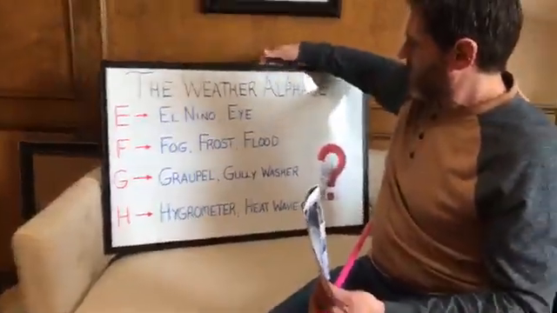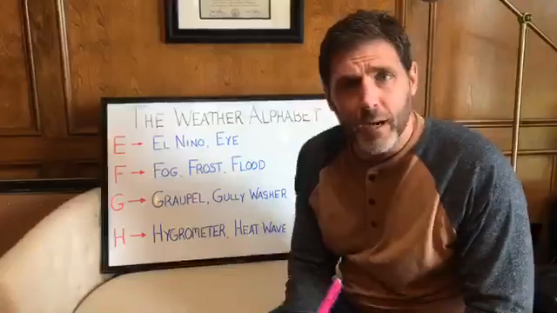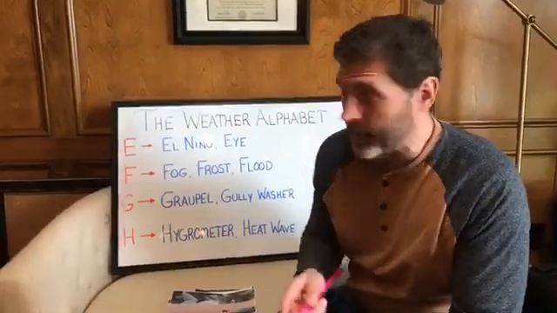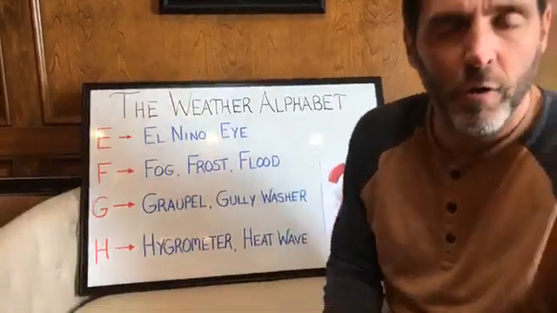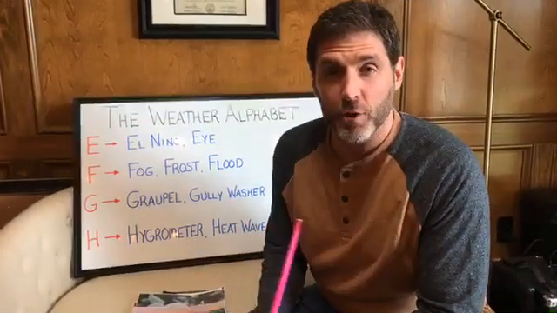This is the weather alphabet, my friends. Let me get that to hold up. Last time we did A, B, C, and D. Today we'll pick up with E. One of the first weather terms in E is El Nino. We've all heard the term El Nino. It is Spanish for the child.